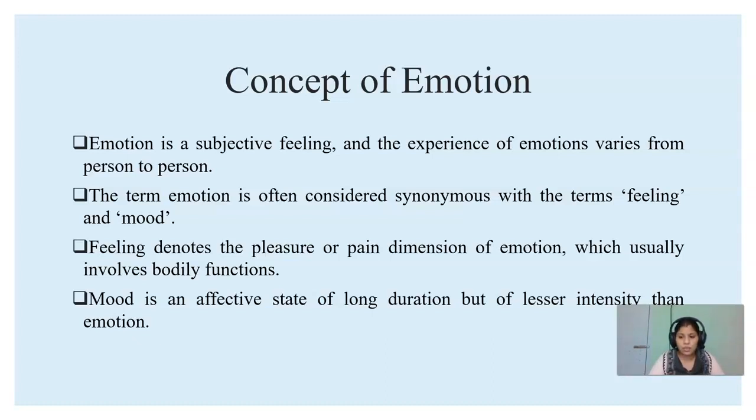Emotion varies from one person to another. It means we all don't experience emotion in the same way. The same situation may evoke anger in one person or sadness in another person. Or the way people express their emotion, the way people react when they are emotionally aroused, also differs.